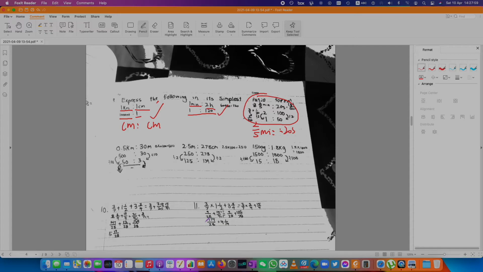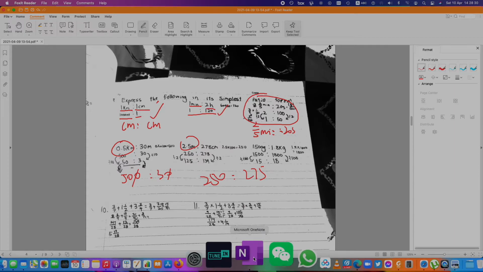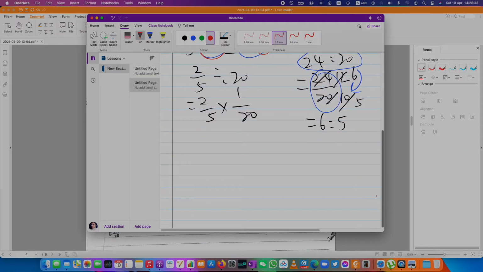Okay, so similarly here. You change your 0.5 kilometer to meter first, right? Same unit first. So 500 divided by 30, and then you do it like math. Divide by 10. Alright, so you get 50 over 3. Okay, over here, you convert this to cm, so you get 250, and then you get 275. So when it comes to this, 250 over 275, you do it like math. Are you following? 250 over 275, divide by 5.